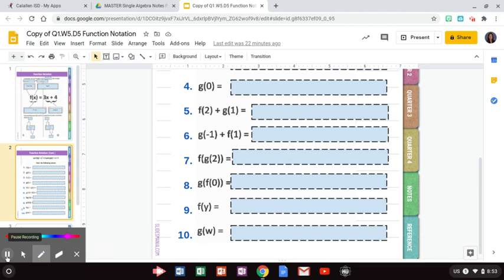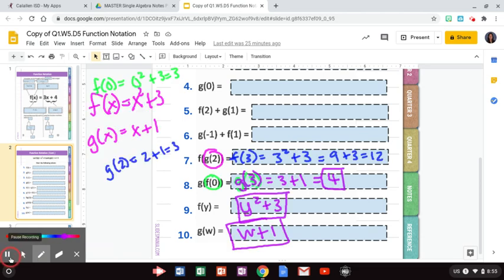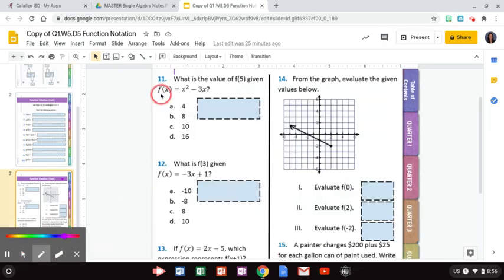Problem number 7. It says number 11, f of 5. So we have to input a 5 right here. Instead of x, we're putting a 5. So f of 5 is equal to 5 squared, not plus, but minus 3 times 5.